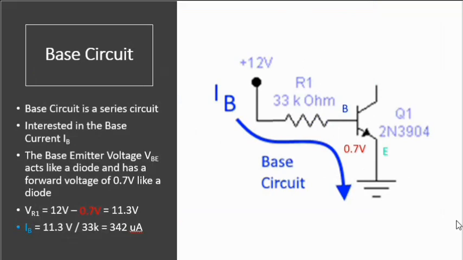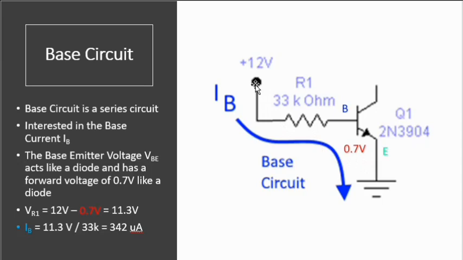Base circuit. The base circuit is a series circuit. We're interested in the base current and the base emitter voltage across here. This is going to act just like a diode. It's going to be 0.7 volts. So we're going to treat it just like a diode.